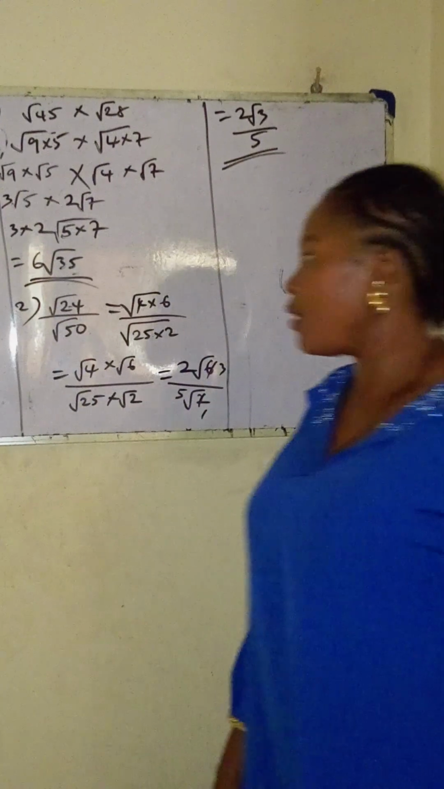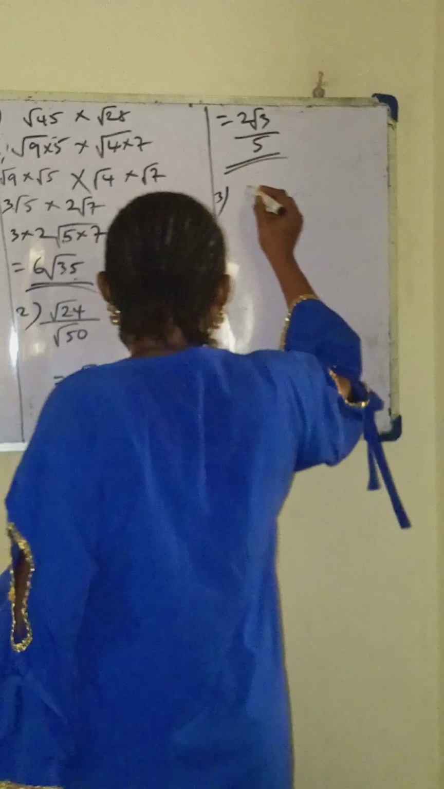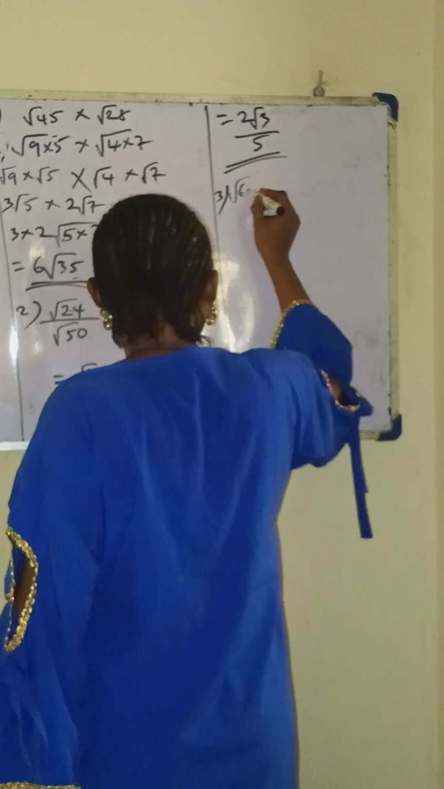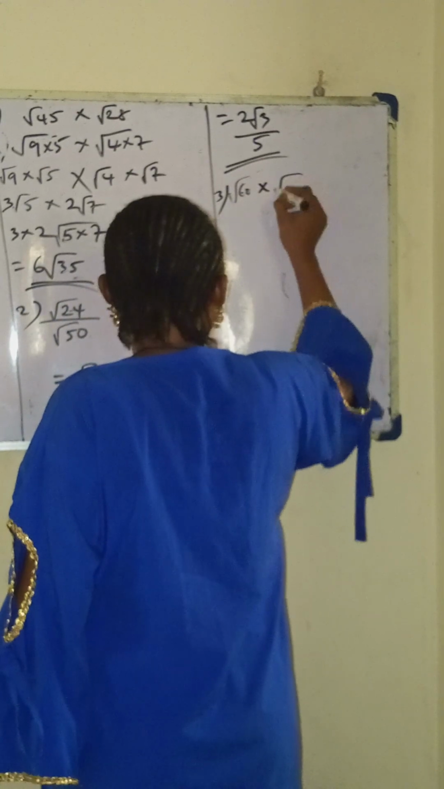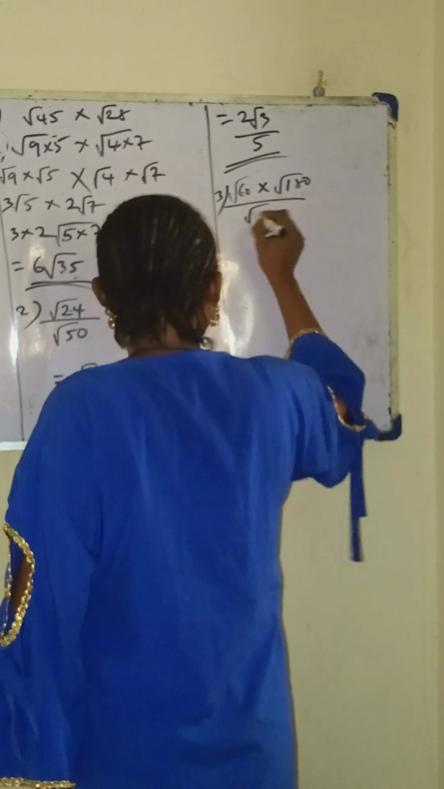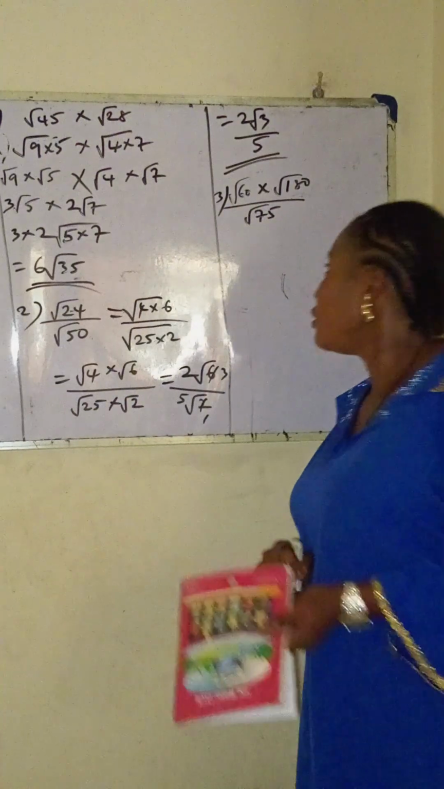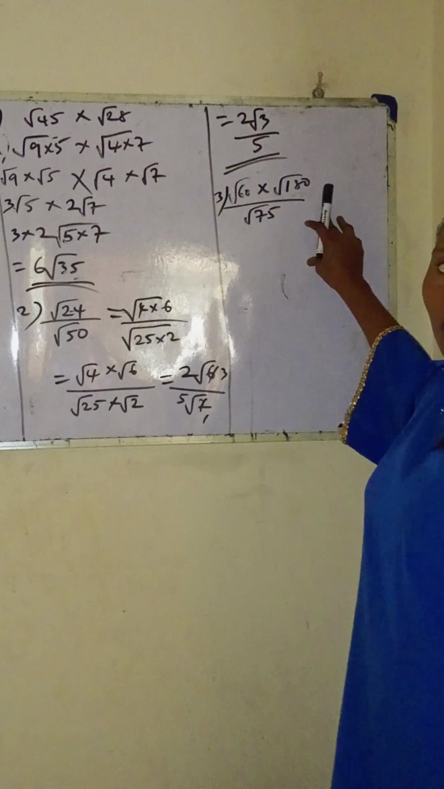Now we are going to take example 3. Let's look at example 3. We have surd 60 times surd 180 all over surd 75. Look at this now. This has a multiplication and a division sign in it.